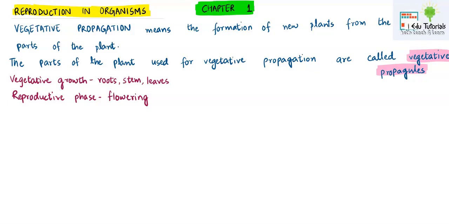So when you use the vegetative parts of the plant to form a new plant, it is known as vegetative propagation. And specifically, if you are using a particular part, for example root, stem or leaf, then these specific parts are known as vegetative propagules. So the parts that are used for vegetative propagation are known as vegetative propagules. You can use a part of root, stem or leaf.